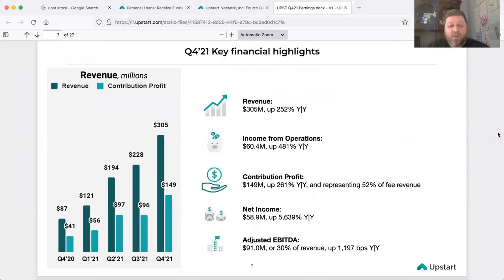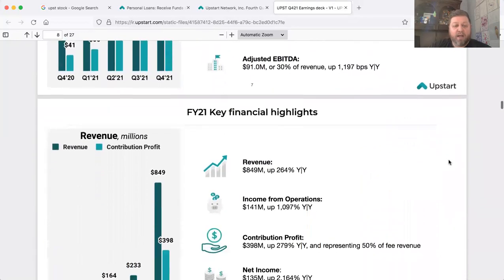Revenue is up 252%. Income from ops is up 481%. Contribution profit is up 261%, which represents 52% of fee revenue. Net income is up, holy moly, over 5,600%. Adjusted EBITDA, wow, these are some wild numbers. I mean, these are really good numbers. I'm actually not sure what happened or why the stock fell. I'm going to have to look into that.